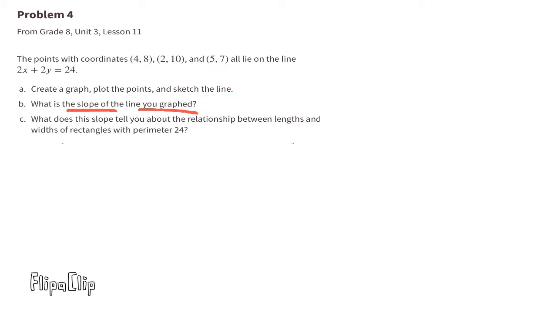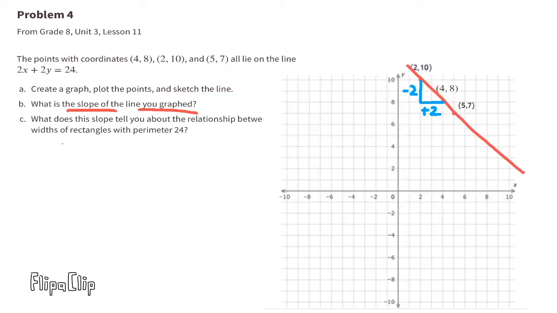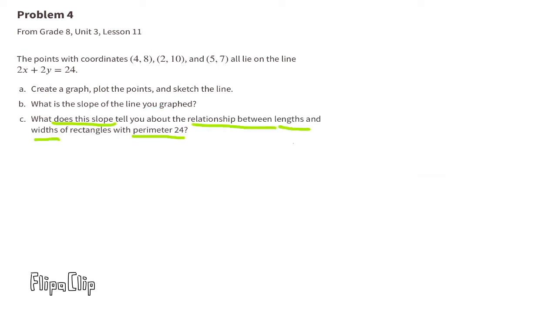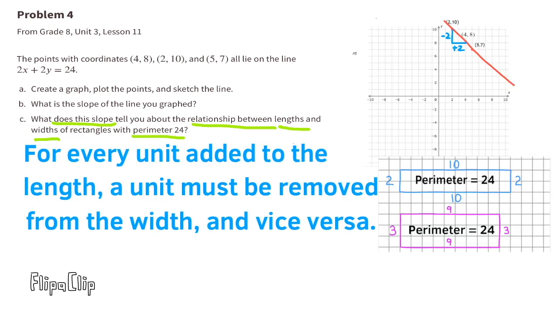B. What is the slope of the line you graphed? Down 2 and to the right 2. So that's -2 over +2, which is equal to -1. The slope of this line is -1. C. What does this slope tell you about the relationship between lengths and widths of rectangles with perimeter 24? For every unit added to the length, a unit must be removed from the width, and vice versa.